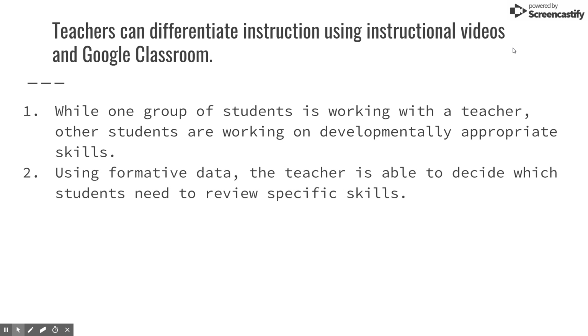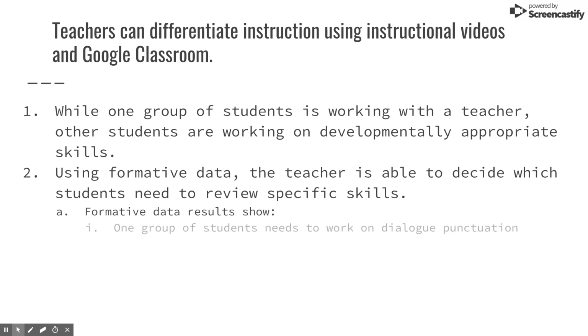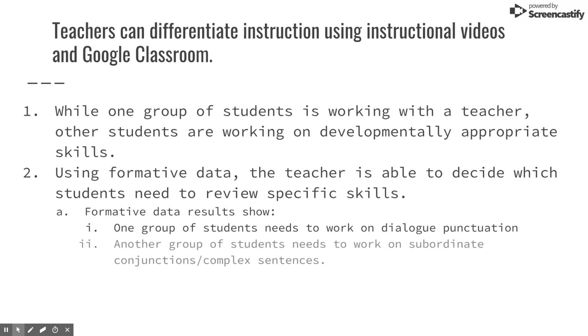Using formative data, the teacher is able to decide which students need to review specific skills. According to the formative data results, I was able to figure out one group of students needs to work on dialogue punctuation, and another group of students needs to work on subordinate conjunctions, complex sentences. So, while one group of students is working with me on a specific skill, I'll have two more groups independently working on a specific skill that meets their academic need. This is how I utilize Google Classroom to differentiate instruction.